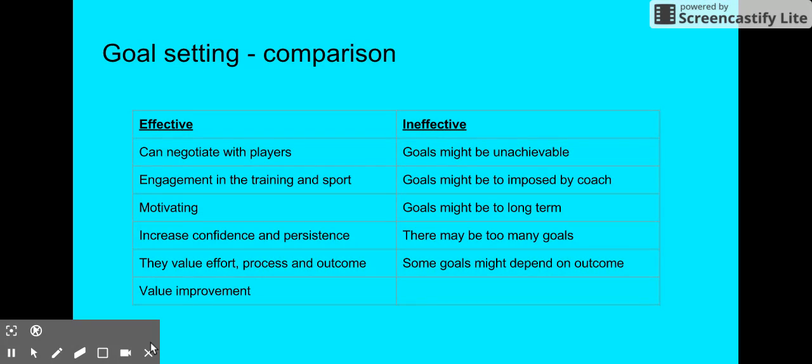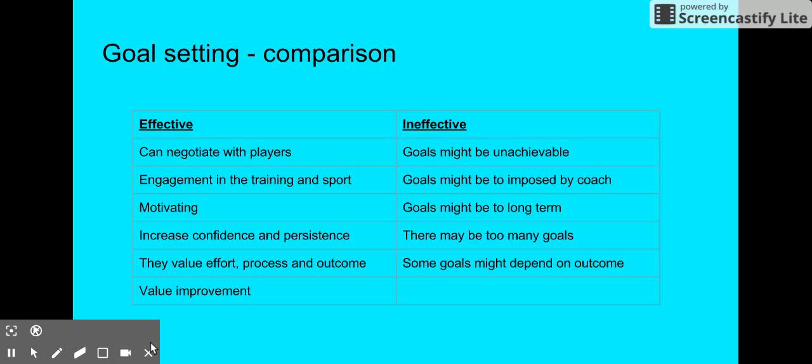When they value effort, process, and outcome. So when the performer really knows they have to win this, but they also want to win it. So that's always good. And when they value improvement, when they want to improve, when they go, that wasn't so good last match, I need to improve this time.